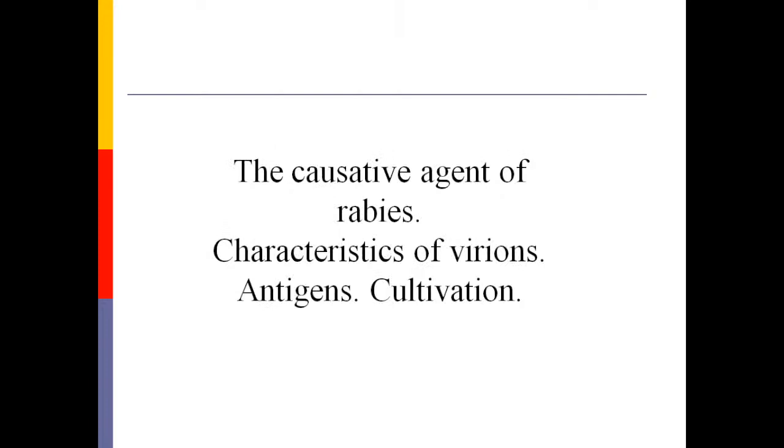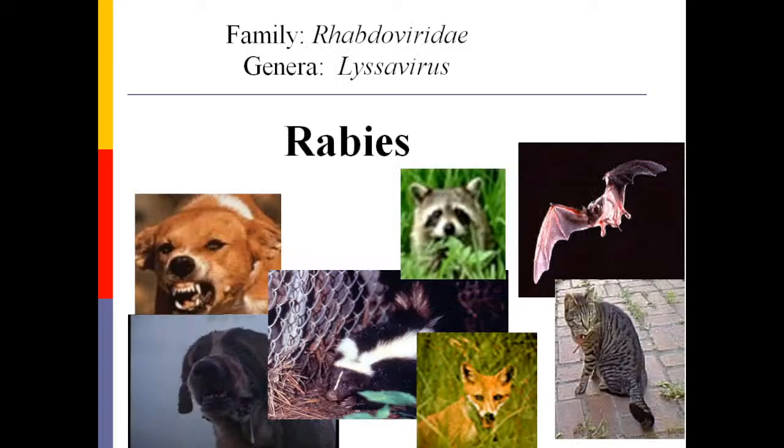Another pathogen that causes infection of the central nervous system is the causative agent of rabies. It belongs to family Rhabdoviridae and genus Lyssavirus. It is the causative agent of rabies. You can see on these photos, and you may understand what are the main sources of rabies.